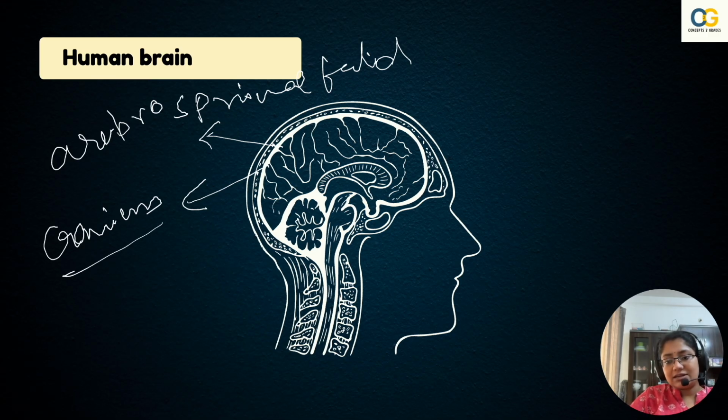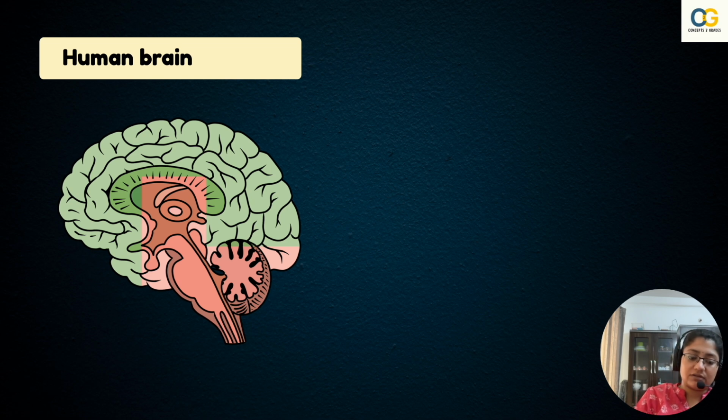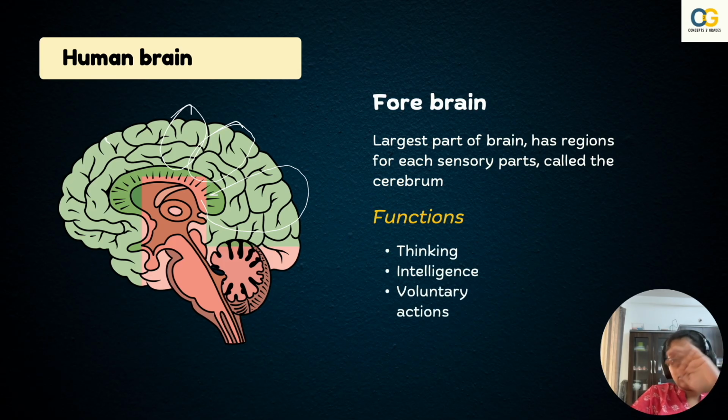So now let us see the parts of the brain and which part does what kind of function. The brain is divided into three parts. The first part is the forebrain. Whatever you see shaded in green is the forebrain, or the cerebrum of the human body, which is the largest part of the brain, and it has sensory regions for each part. So the eyes have one part, the nose has one part, the ears have a part, and all of that. This cerebrum is mainly responsible for thinking, intelligence, and all the voluntary actions that you do. The walking, running, everything happens through the forebrain.